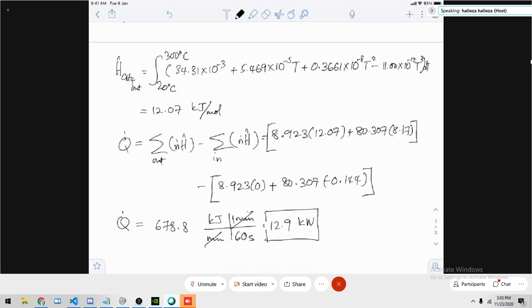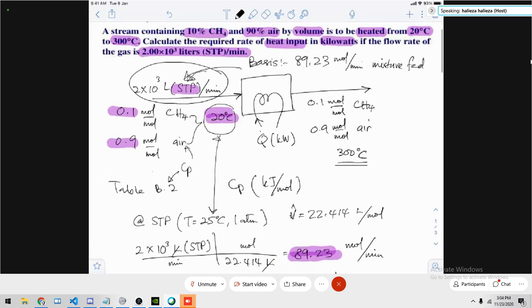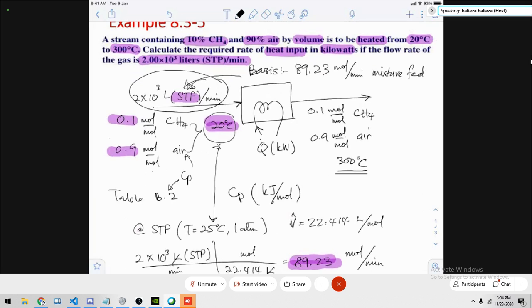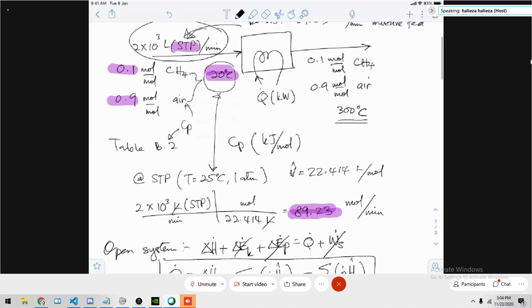Any question, guys? This example and the previous example are the same. The only difference is that you need to change your volumetric flow rate, which is at standard temperature and pressure, into molar flow rate. Previously, the molar flow rate was given. Now you need to change it from the volumetric flow rate using standard temperature and pressure. The procedure is the same.